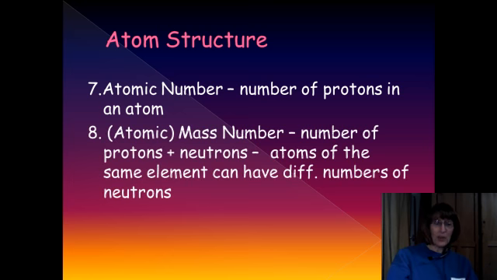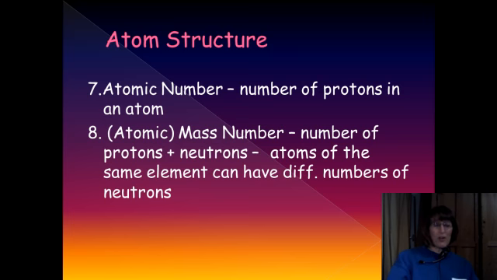The mass number, or the atomic mass number, sometimes referred to as the atomic weight, is the number of protons plus neutrons. Atoms of the same element can have different numbers of neutrons. If you have a bunch of gold atoms, they don't all have to have exactly the same number of neutrons. They'll be similar, but there'll be some differences there. So the proton number is always the same.